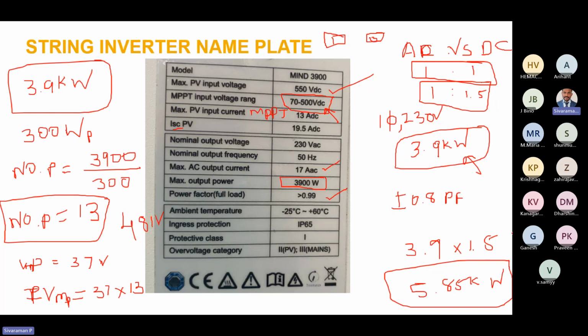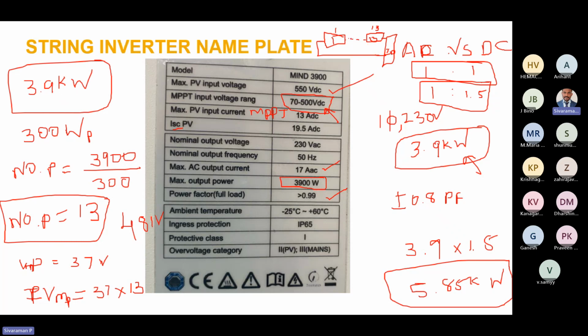Here we have only one MPPT. If the number of MPPT is not specified in the nameplate, it means it has only one MPPT. So we connect all 13 modules in series, and we connect this to the inverter. This will be the inverter, and this will be panel 1 to 13. This is a series connection.